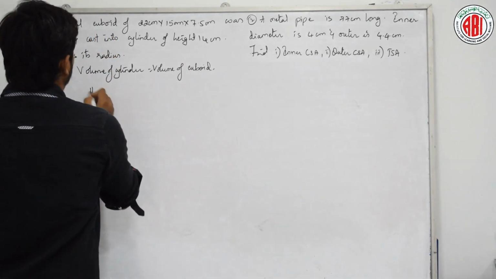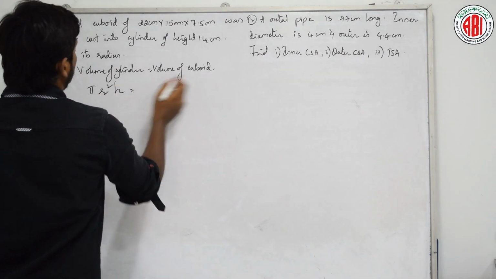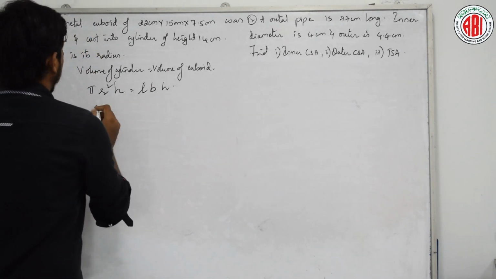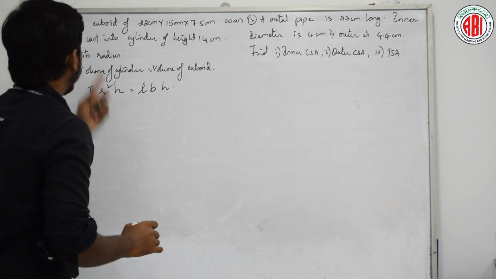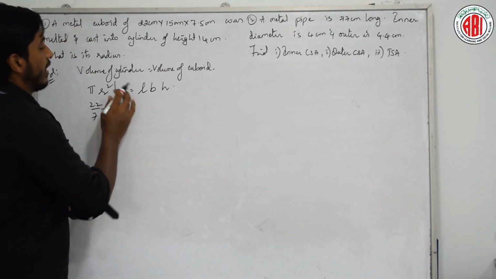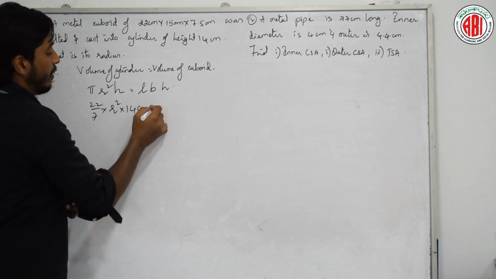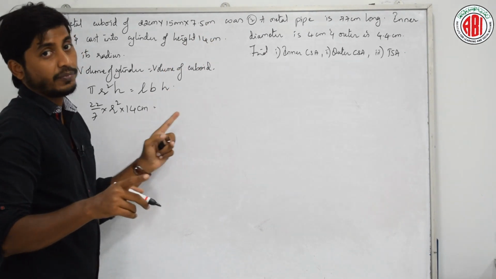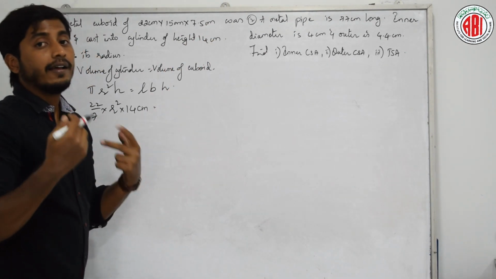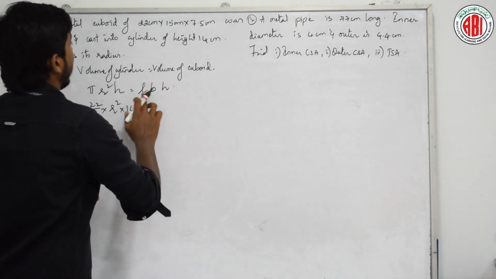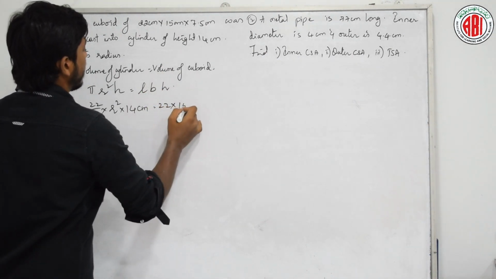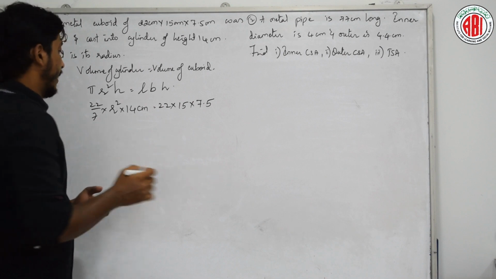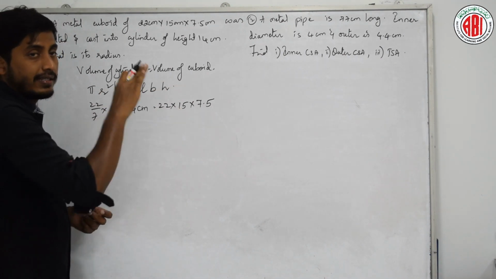What is the volume of cylinder? Pi r square h. What is the volume of cuboid? LBH. What is pi? 22 by 7. Is radius given? No, that is what we have to find. What is height? 14 centimeter. And one more thing to remember is to check whether all the units are the same. If not, convert everything into the same unit and solve it. Next, L is 22, B is 15, H is 7.5. Nice. Now send everything to that side and simplify.